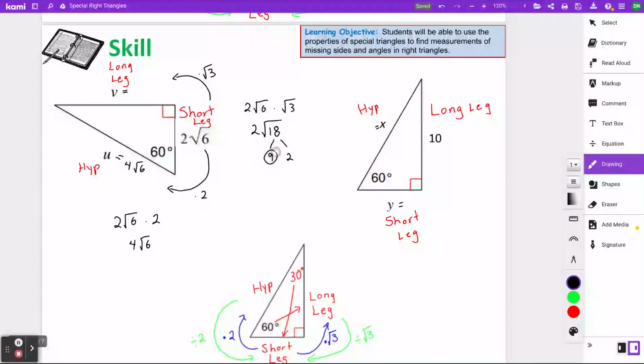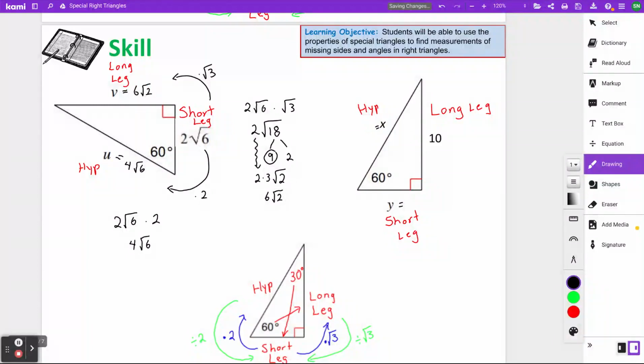9 is a perfect square, so the square root of 9 is 3. Because we're taking the square root, the 3 would be outside the radical. The 2 we leave as is since it's prime and stays inside the radical. Then we had a 2 to begin with, so we also need to bring it down and multiply it with a 3. 2 times 3 is 6. We multiply the ones outside the radical, and 2 is the only one inside the radical. Therefore, the long leg is 6 square root of 2.